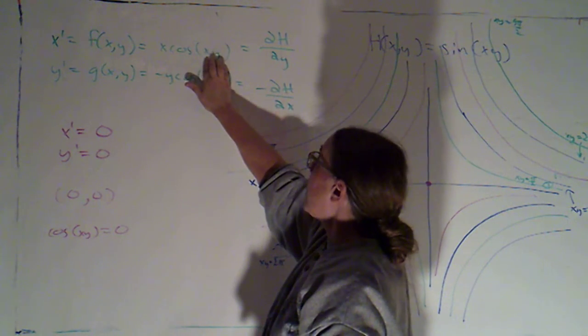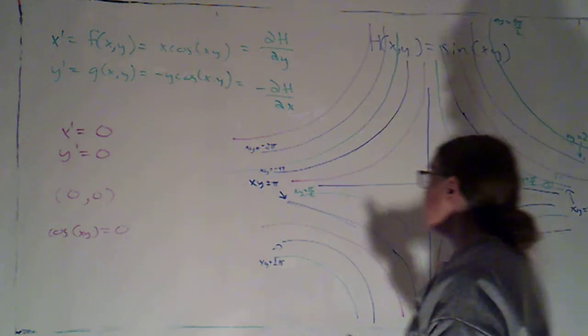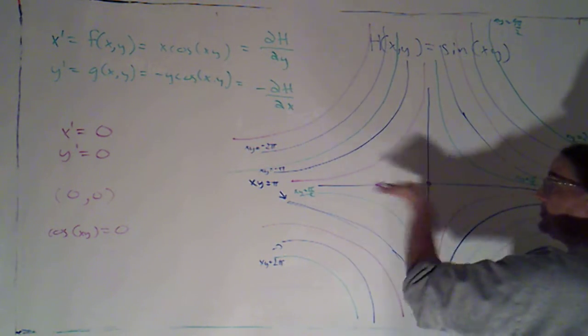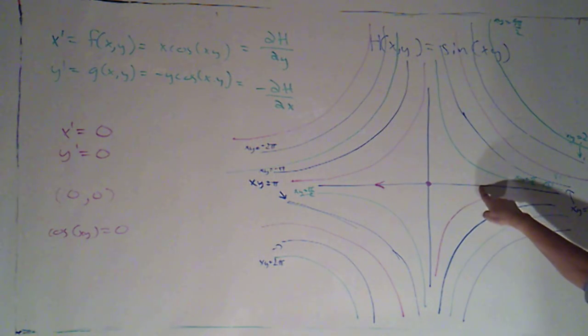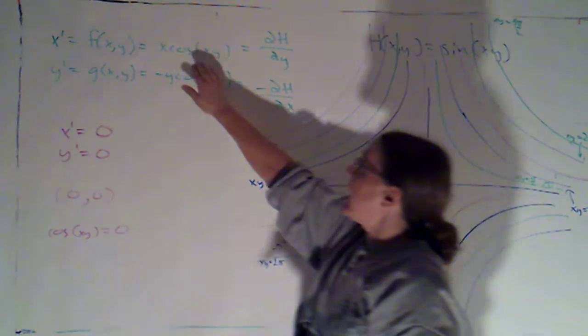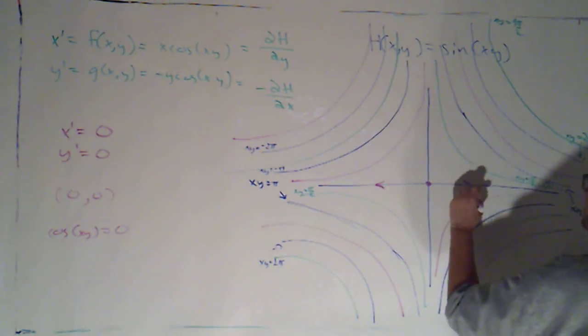Cosine of 0 is 1. If x is negative, x prime will be negative. So we will be going to the left over here. On the other hand, over here, x is positive. So x prime is going to be a positive number times 1. So we'll be moving to the right.